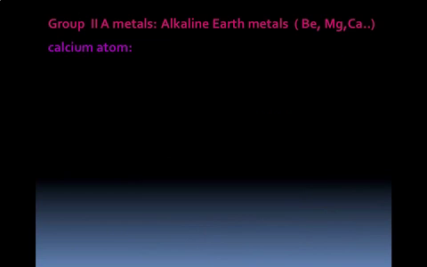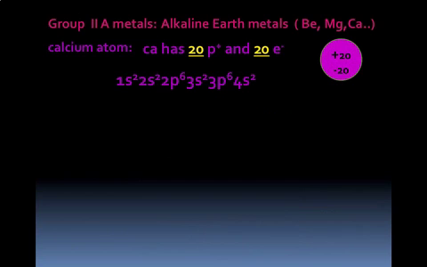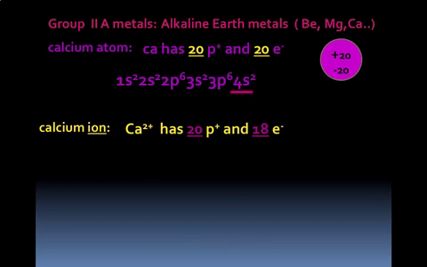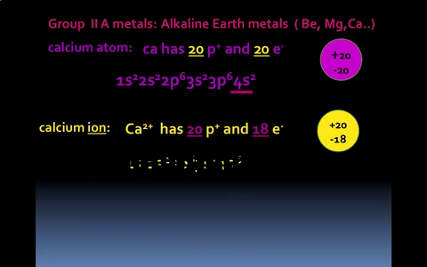Now for group 2, the alkaline earth metals. We're going to look at calcium for an example, and remember atoms are neutral, so calcium has 20 protons and 20 electrons. It has a 1s2, 2s2, 2p6, 3s2, 3p6, 4s2 electron configuration. We don't like that 4s2 because we want to end in s2p6. So the ion is going to lose 2 electrons. It has to keep the 20 protons to remain calcium, and now it's got that 3s2, 3p6 configuration, which makes it like a noble gas, like argon.